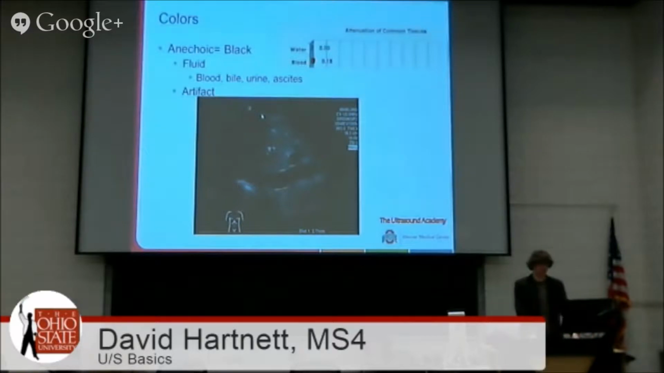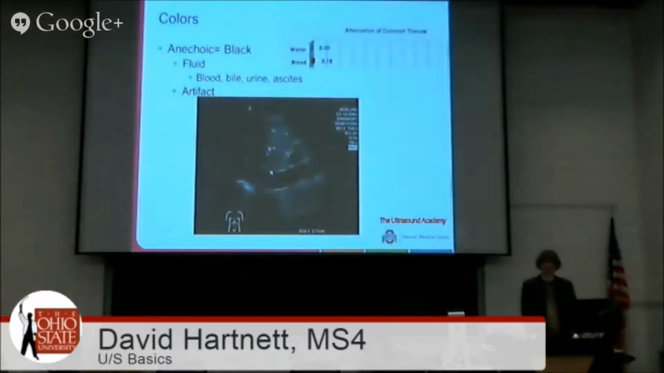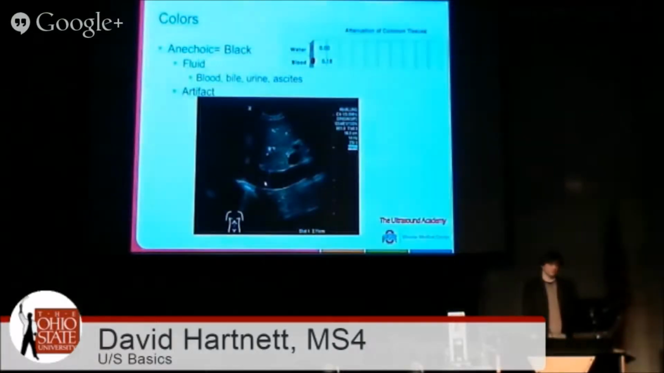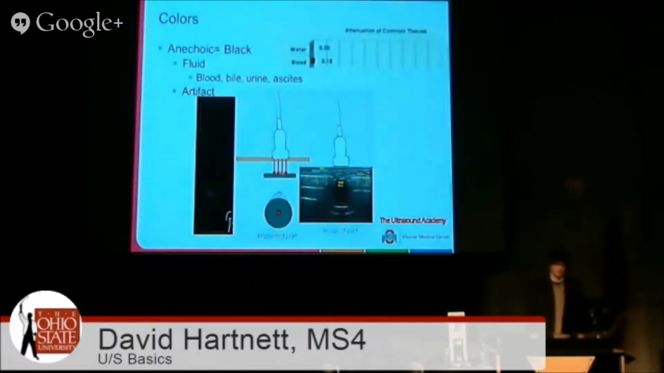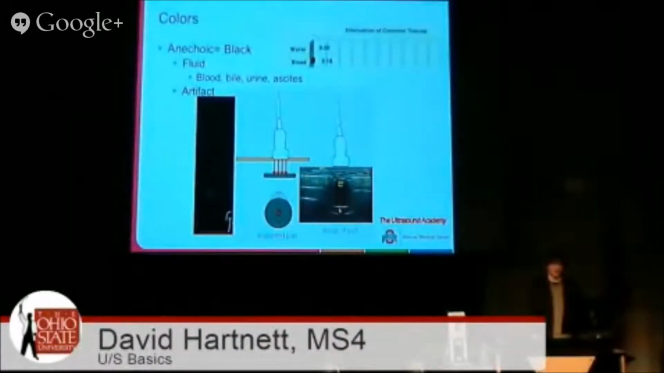So here's an example. This is the IVC. We're going down, it's gray, it's gray, it's gray, and then there's black. So this is fluid within the IVC that we're seeing, and it's anechoic. The ultrasound waves are going straight through, not being reflected back until they get to the back wall of the IVC. And here's an example of an artifact. This is a port, and the ultrasound waves come down, and the port reflects all of the ultrasound waves back. So we have a shadow behind the port. There's really tissue back here, but you're not seeing it because you're seeing a shadow, and the ultrasound waves are not able to get there.